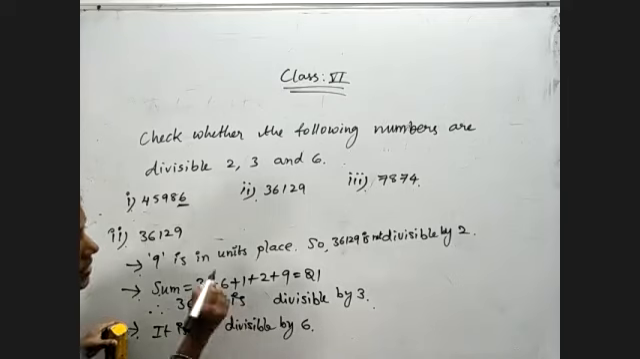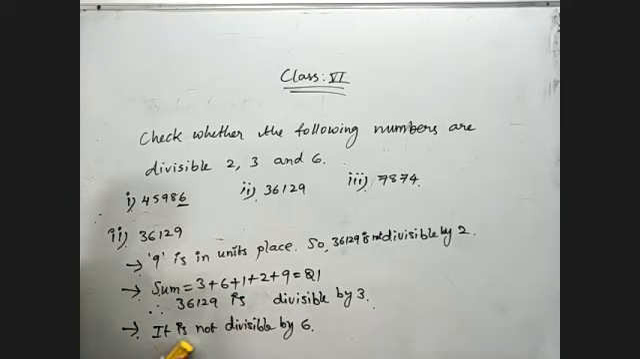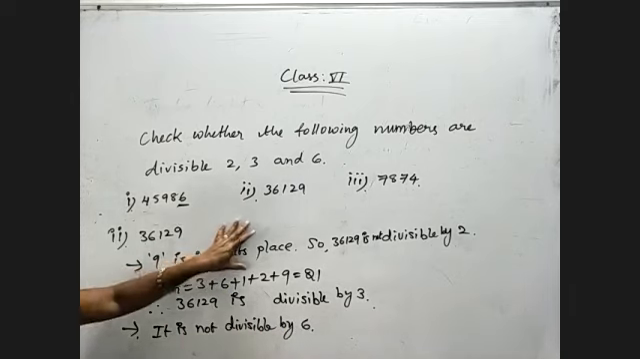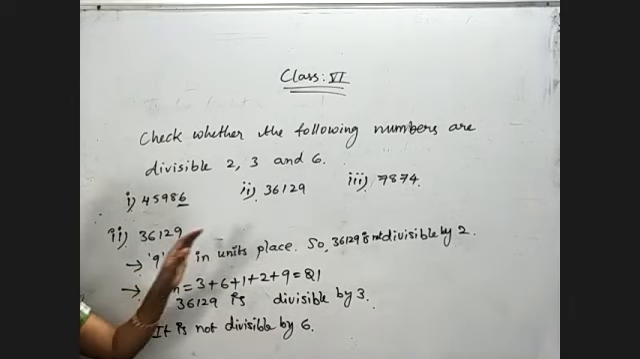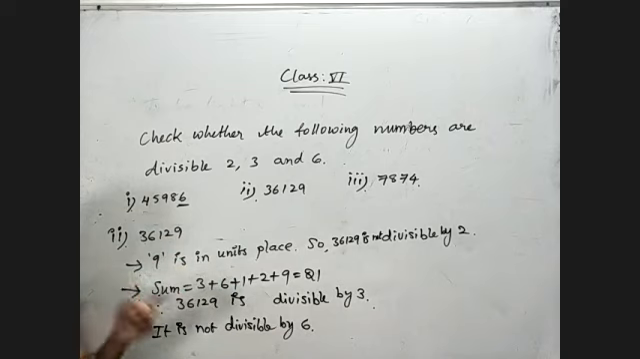36,129 is divisible by 3. But it is not divisible by 6 because it is not divisible by 2. That's why it is not divisible by 6. If a number has 0, 2, 4, 6, or 8 in its unit place, then only it is divisible by 2. Otherwise, it is not divisible by 2.